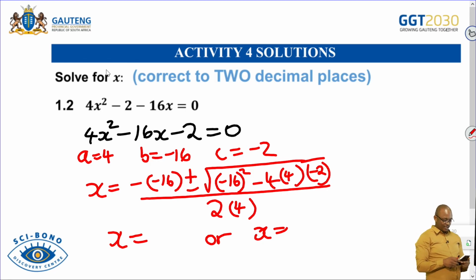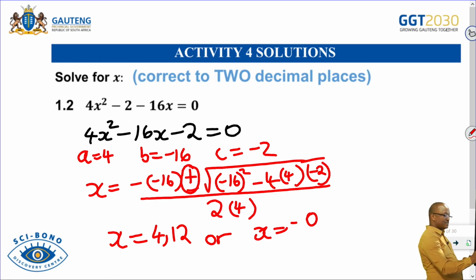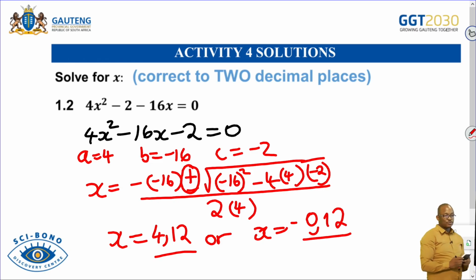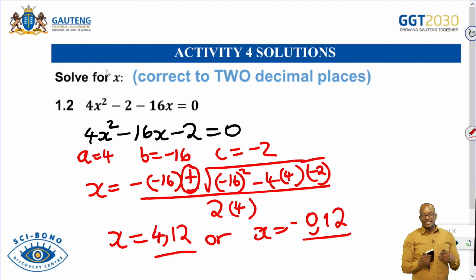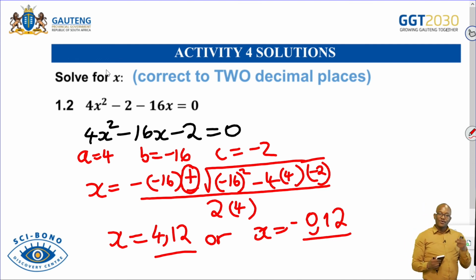So if you punch that in your calculator, here we're going to have 4,12. Then you change your sign from positive to negative. Remember, that's where you change your sign in your calculator. Then the other one is going to be negative 0,12. So those are the two answers that you are going to get using the quadratic formula.